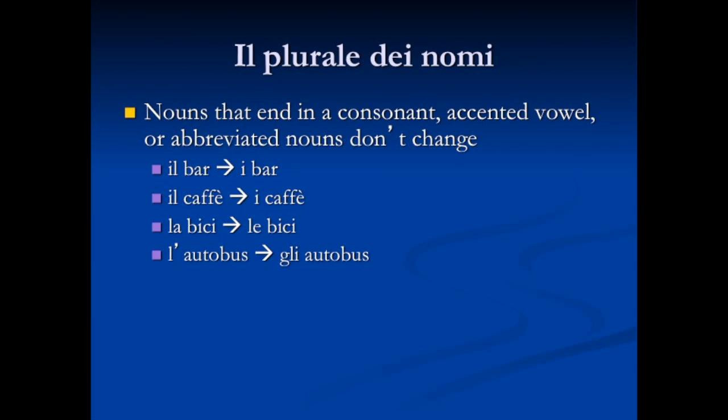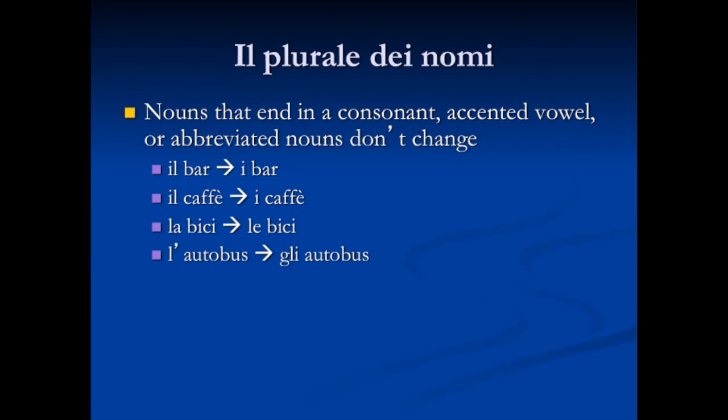All right. So nouns that end in a consonant, an accented vowel, or an abbreviated noun, they don't change at all, the ending. The articles will change, and that's how you know it's plural, but the endings of those words will not. Il bar becomes i bar. Il caffè, i caffè. And I like to actually think of that accent sign on that last letter kind of like a little padlock right above there. So you cannot change that letter.